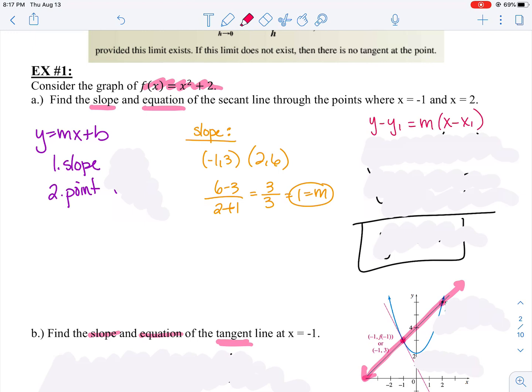Well, we actually have 2 points, don't we? We have -1, 3 and 2, 6. You should be able to pick either of those points and use the slope of 1 to find the equation of your line. So let's pick one of the points. I'm just going to pick 2, 6 for this example, and the slope that we found of 1, and put those 2 things together to help us write the equation of a line. Hopefully, you've seen point-slope formula before. y minus y1 equals m times x minus x1. As long as we have a slope, and as long as we have a point, we should be able to use this equation to find the equation of any line.